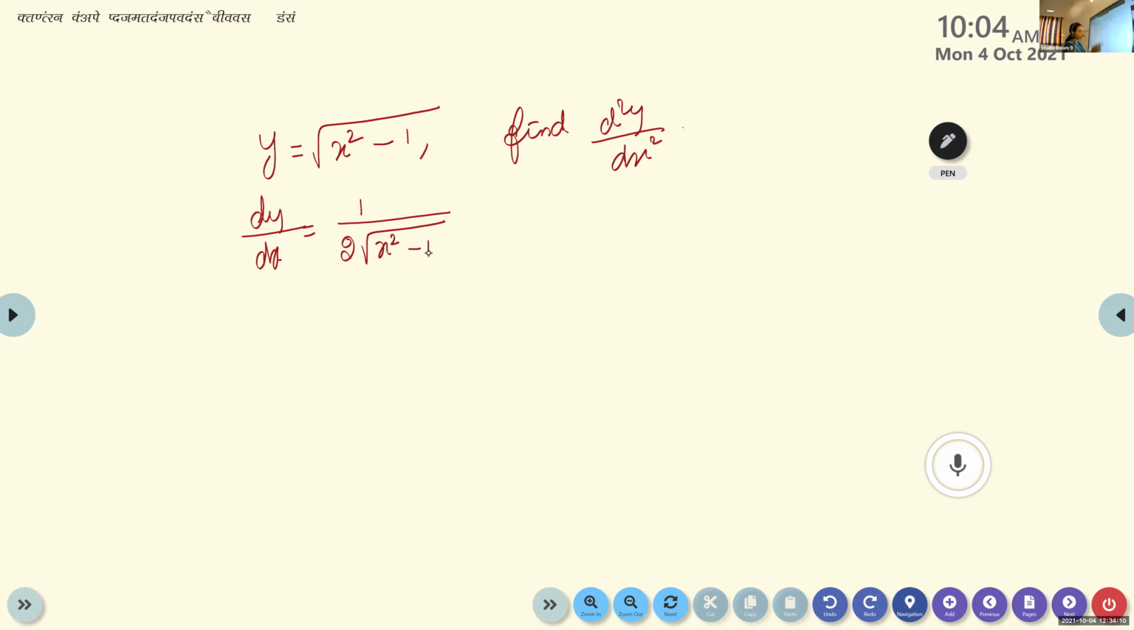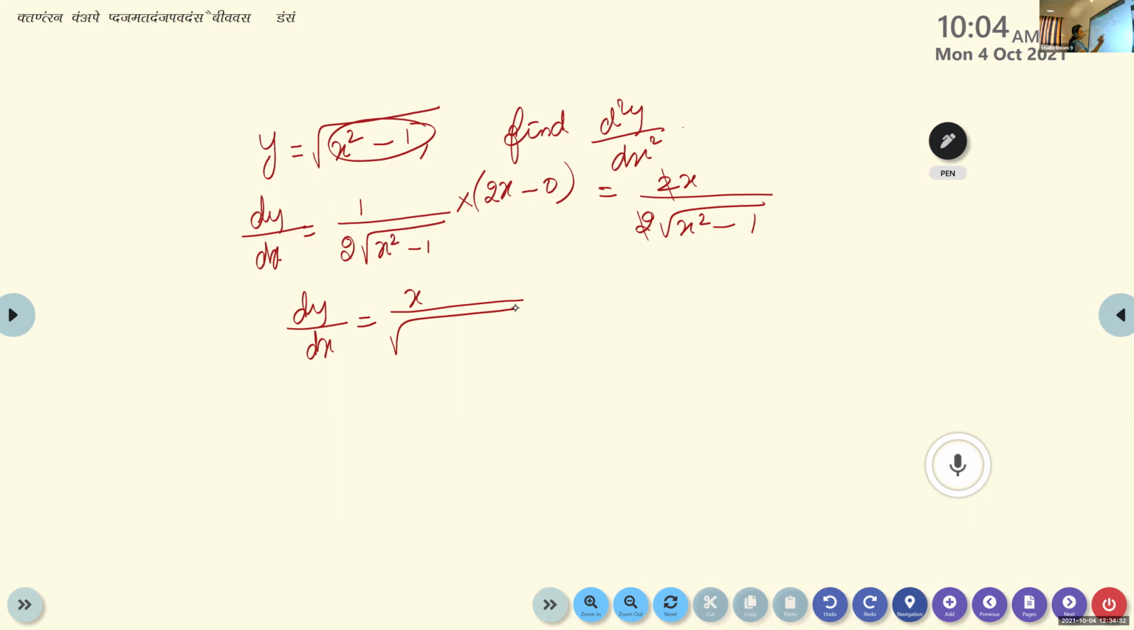With this, it is not over. In the place of x, what we have? In the place of x, we have x square minus 1. We have to differentiate. So it is 2x minus 0, which is same as 2x by 2 into root of x square minus 1. 1, 2 will get cancelled. So we get dy by dx is equal to x by root of x square minus 1.